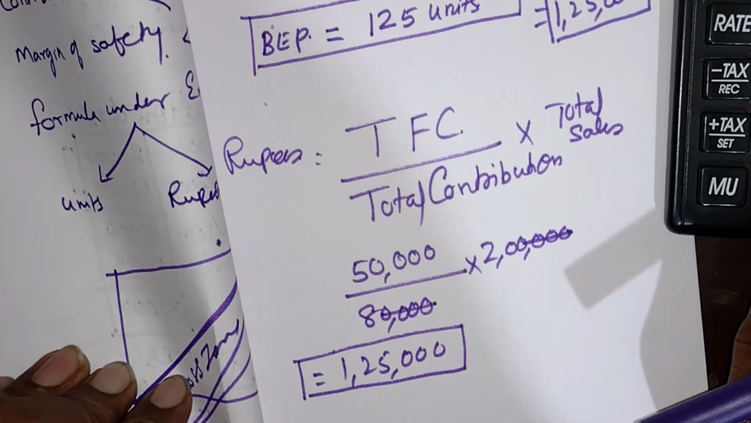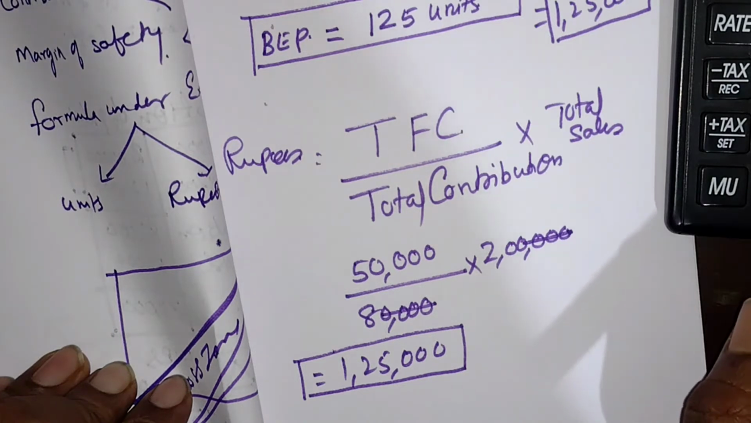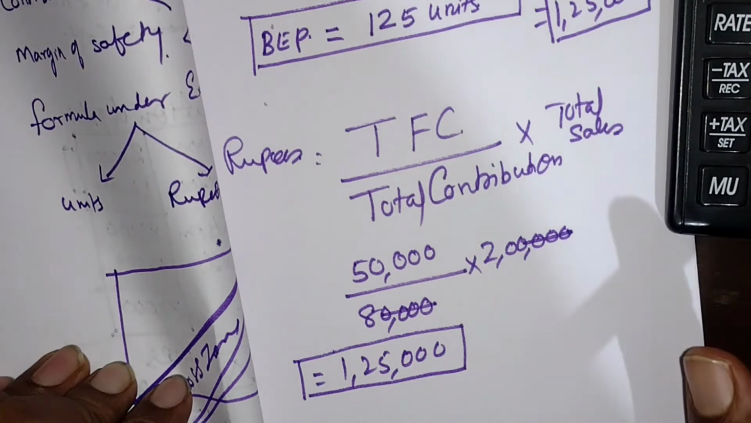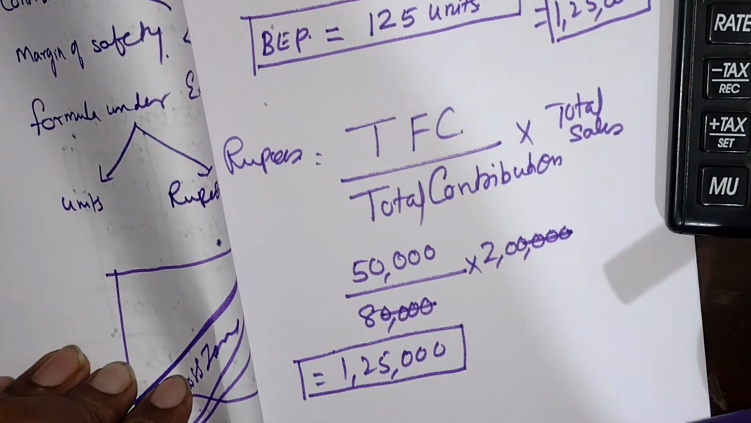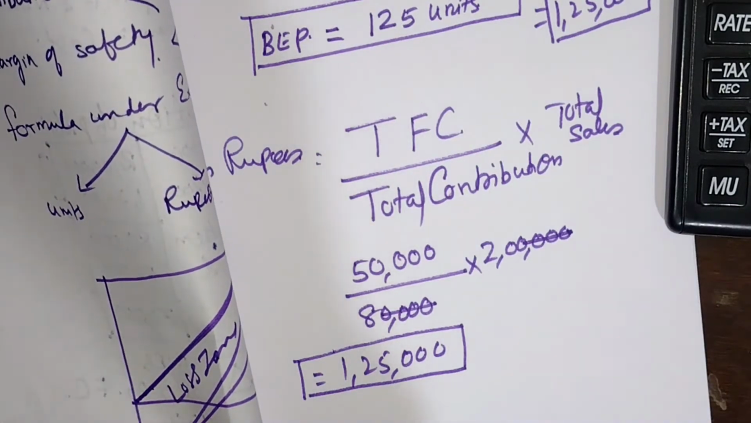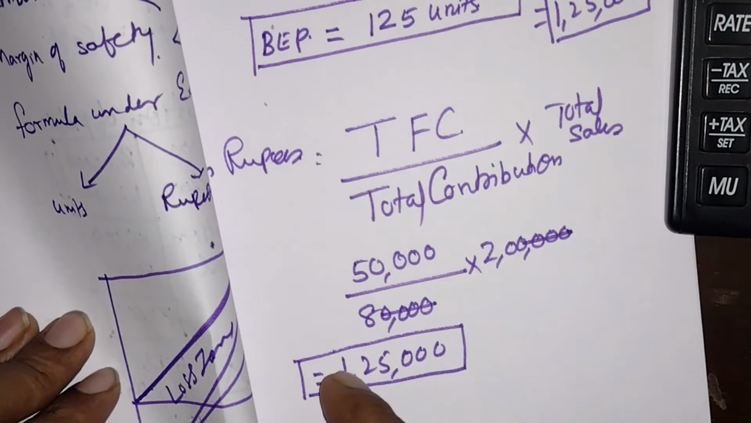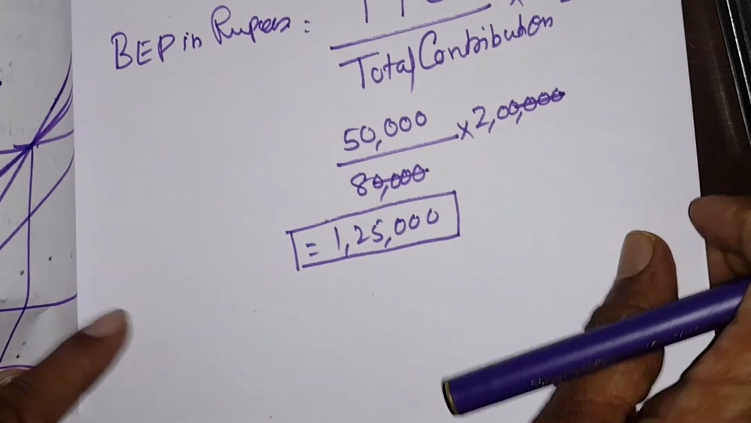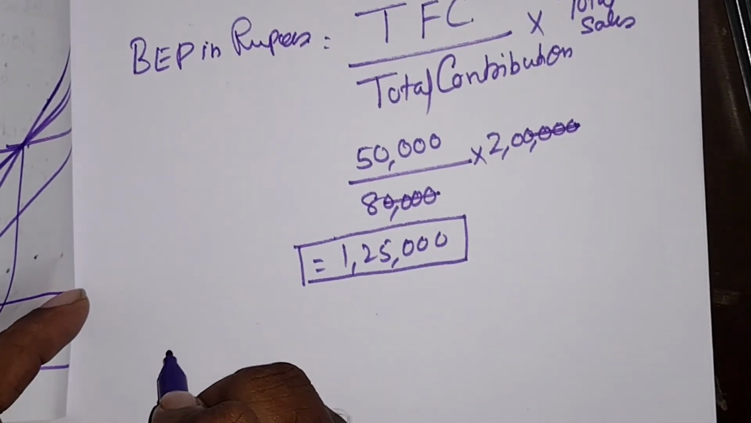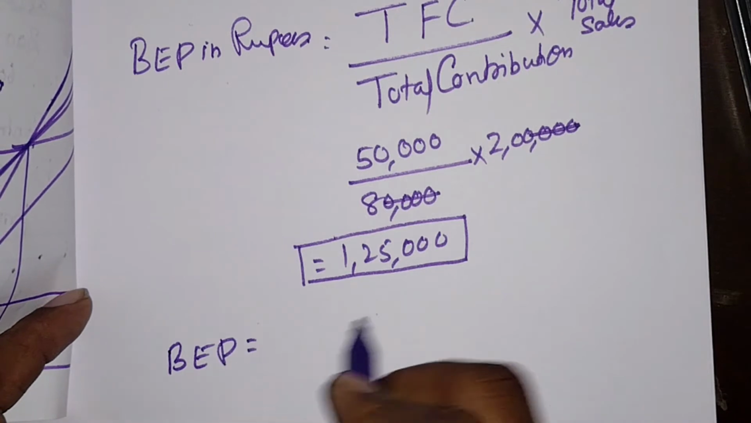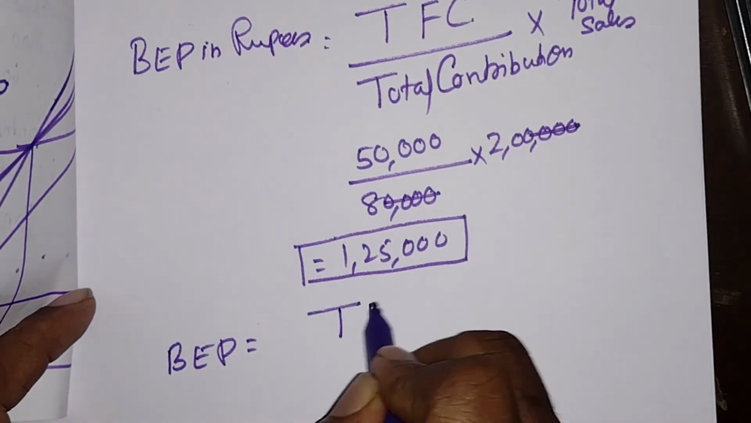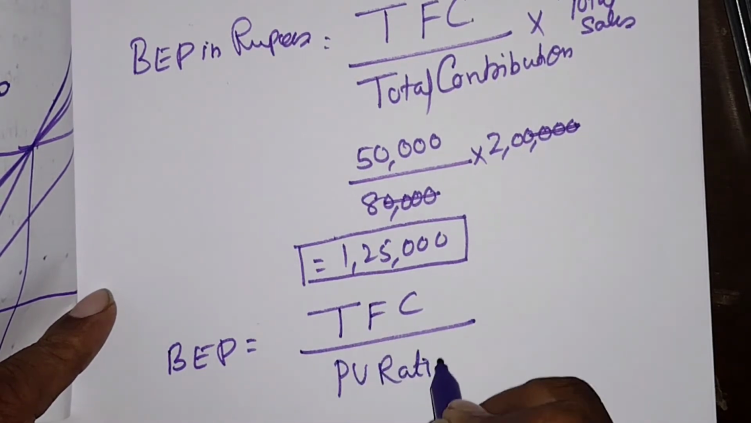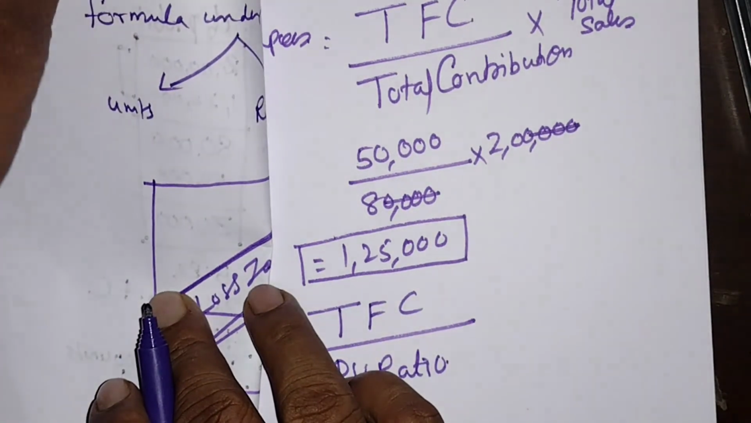50,000 into 2 lakhs divided by 80,000 is equal to 1,25,000. Yes. Now we got the BEP sales in rupees. And we have one more formula for BEP. BEP is equal to total fixed cost divided by PV ratio. This is the third formula which I am explaining now.